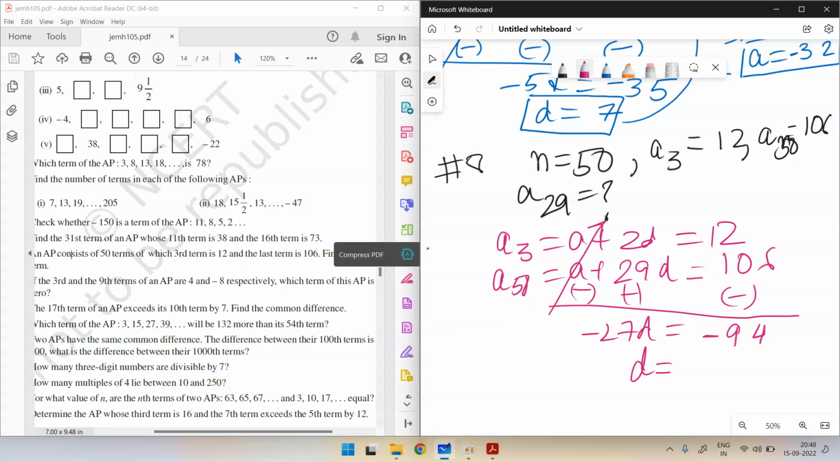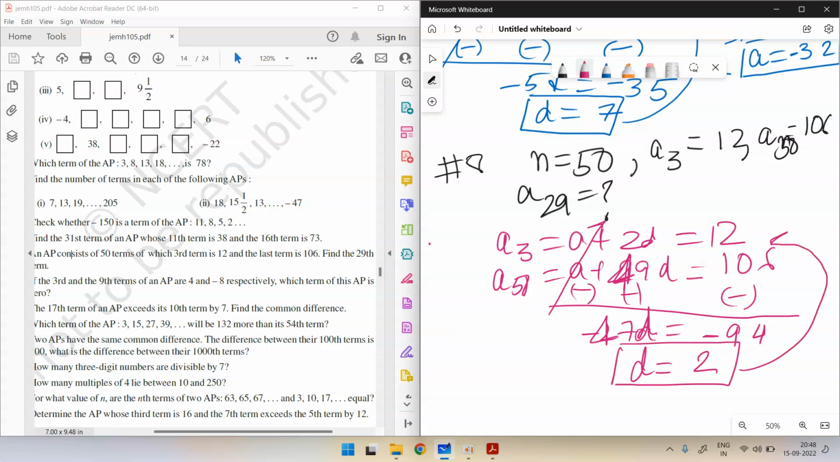The third term is 12, so a plus 2d is equal to 12. Sorry, this is not 29, I need to find the 29th term; this is the 50th term given, so 49 minus 2 is 47. So 47d is equal to 94, and the value of d is 2. If I substitute this value of d in the first equation, a plus 2 into 2 is 4 equal to 12, which implies that a is equal to 12 minus 4, which is 8.